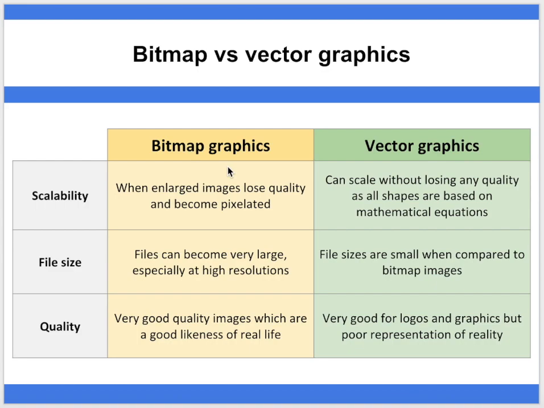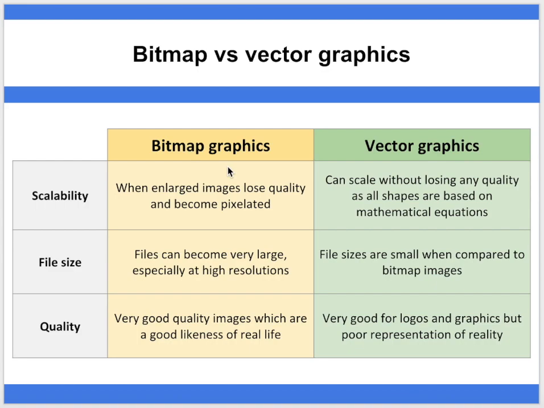So from a bitmap perspective, when we scale it, images lose quality and they become pixelated, and that's referred to, or known as, the staircasing effect. Whereas with a vector graphic, we can scale without losing any quality, and all shapes are based on a mathematical equation, so the x and y coordinates of different shapes and different positions.